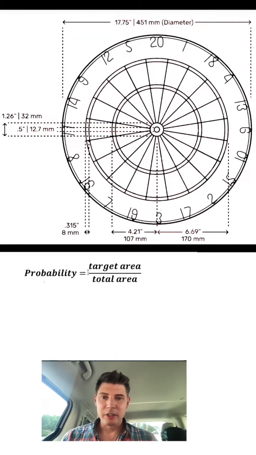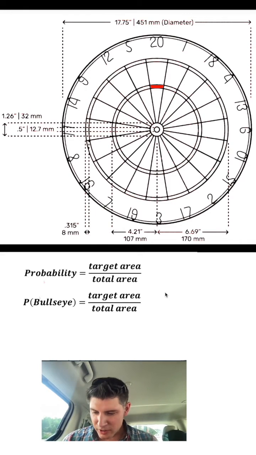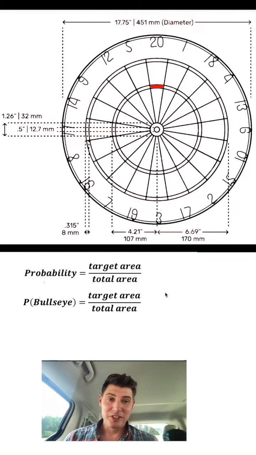And for probability, I'm going to use target area over total area. And then for the bullseye, that'd be the same thing. It'd be the target area over the total area. And I'm also interested in this space right here. This is the triple 20. It's worth 60 points. It's the most points you can get on a dartboard.